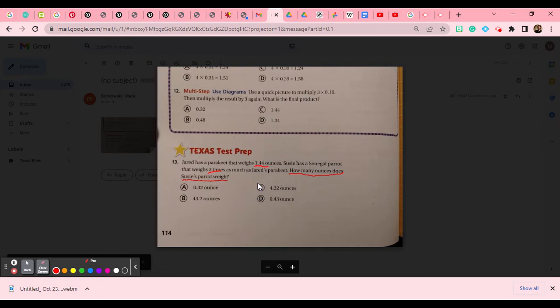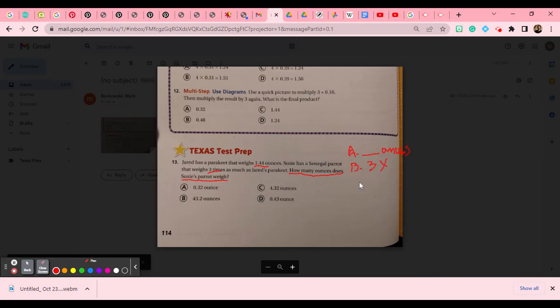Okay, so let's take a look. This was pretty straightforward. I don't know that we need our get strategy, but we can definitely use our labels. So we have ounces, and we're looking for ounces. Our answer needs to be ounces. So A for answer, we're looking for ounces. The other things we know are 3 times.